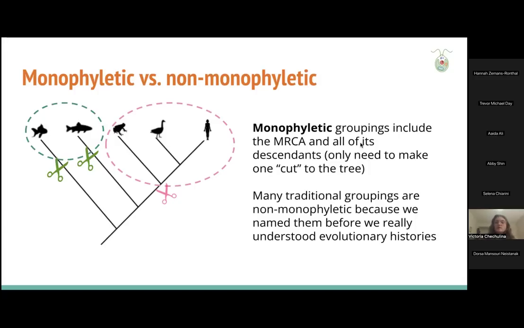Another thing to note here is that many traditional groupings are actually non-monophyletic. The reason is just that we named those groups and came up with those groupings before we really understood the evolutionary history of those species. So for example, we often consider prokaryotes as one group, and that comprises bacteria and archaea, but bacteria and archaea are actually not monophyletic. Archaea are more closely related to eukaryotes than they are to bacteria. Next slide, please.